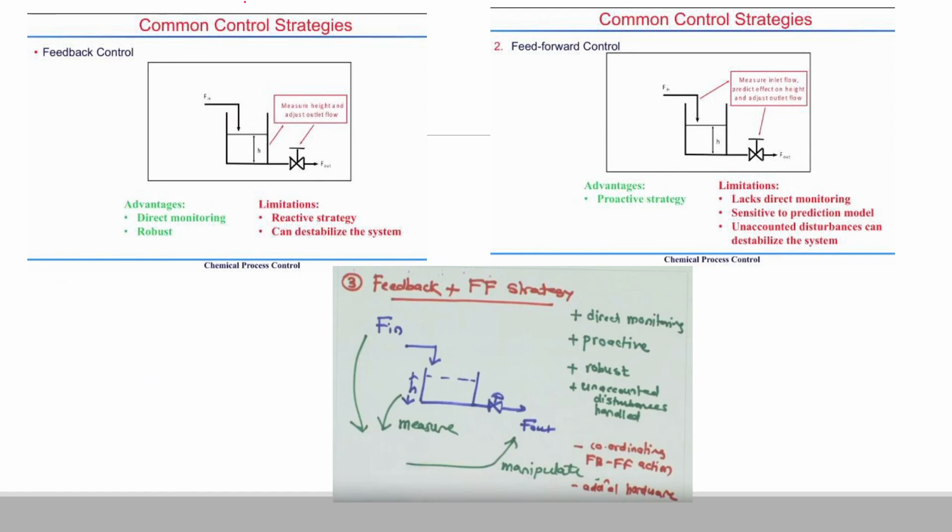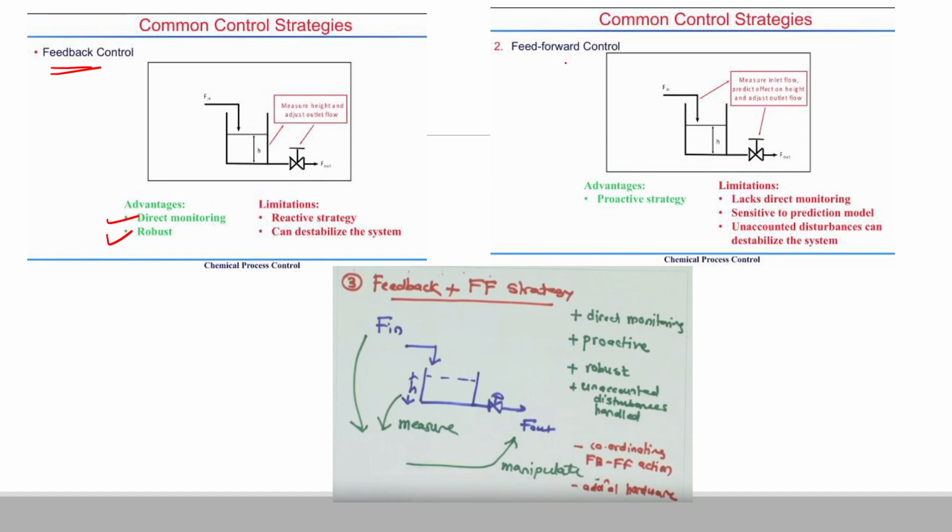So if we take a look at the advantages and disadvantages of both the strategies, here I'm having notes from the lecture. In the feedback control, we can directly monitor the effect of the disturbance. Since we are measuring the changes in height by using an instrument, we call this direct monitoring. Moreover, this system is robust, since we can measure the effect of the disturbance on the level and then use that deviation in the level to control this valve.